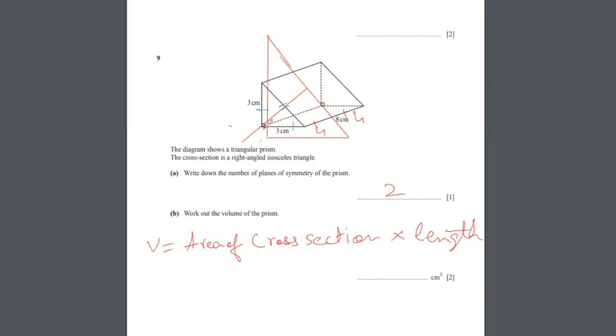So over here, since it is a right angle triangle, it is half base into height. Half base is 3 and height is 3 and length is 8. Okay. So 2 ones are 2, 2 fours are 8, 3 threes are 9, 9 fours are 36. 36 centimeter cube will be the volume of the shape.